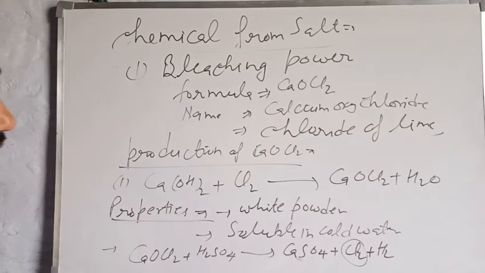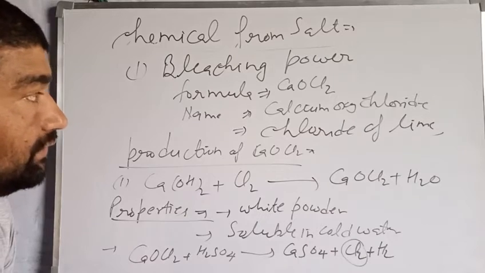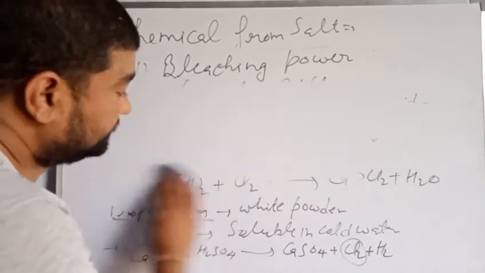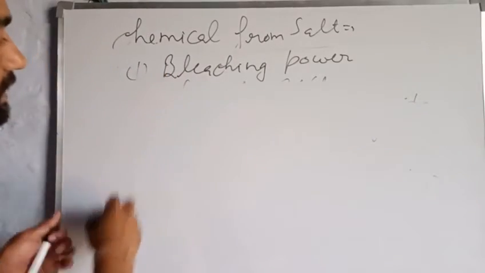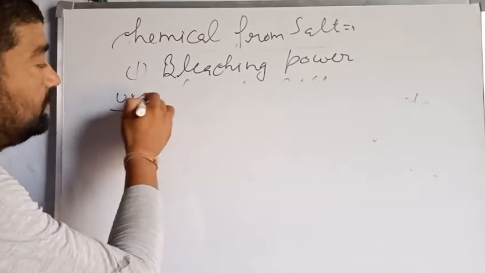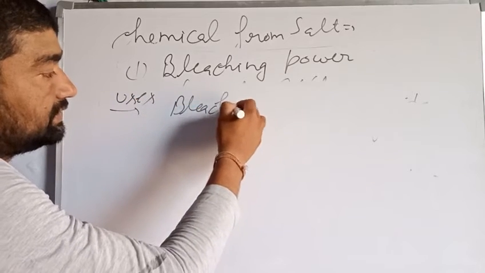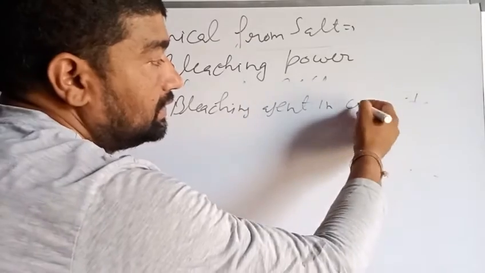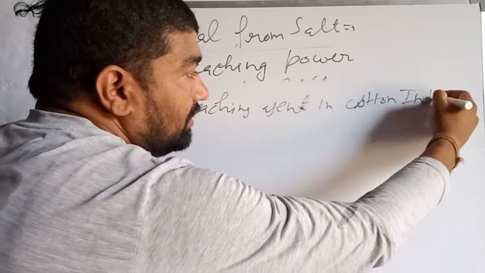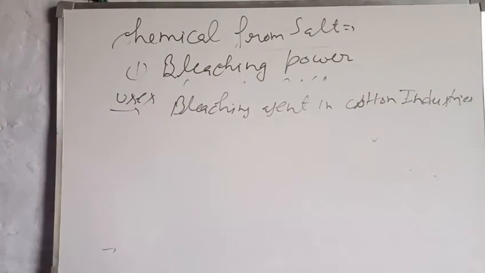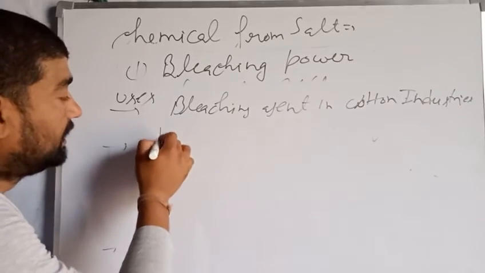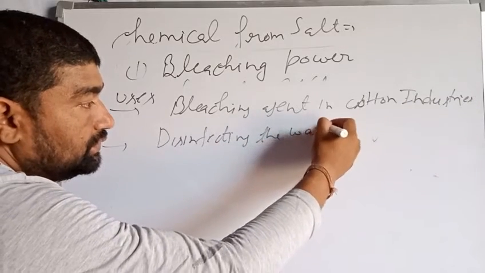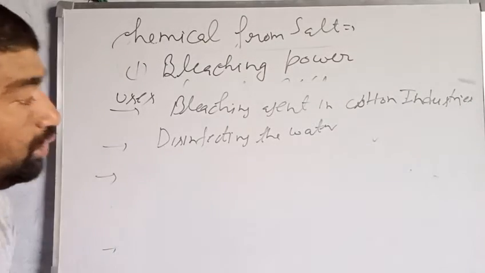Now when we talk about the uses of this product, because this is a bleaching powder, we can use it as a bleaching agent in many industries. For uses, first, it acts as a bleaching agent in the cotton industry, or rather the more appropriate word, the textile industry. It is also used to disinfect the water.